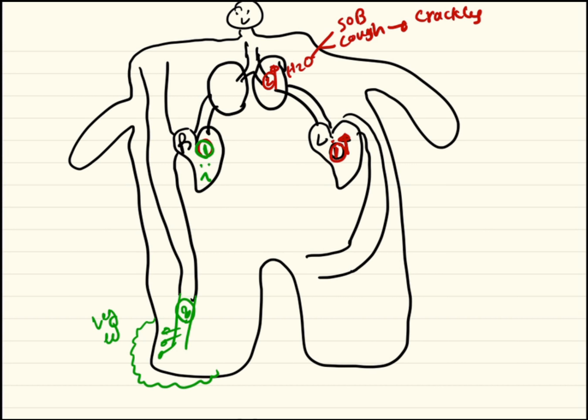So leg edema, when you see that, is that a sign of a right heart failure or a left heart failure? Right heart. Excellent, perfect. So this is a right heart failure, okay?